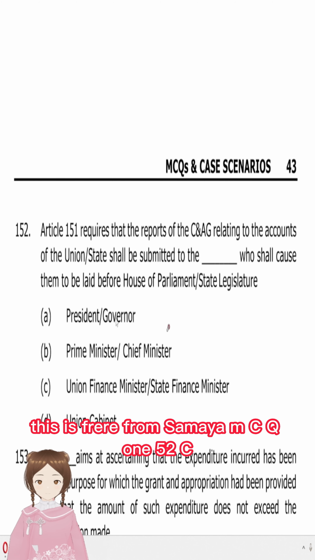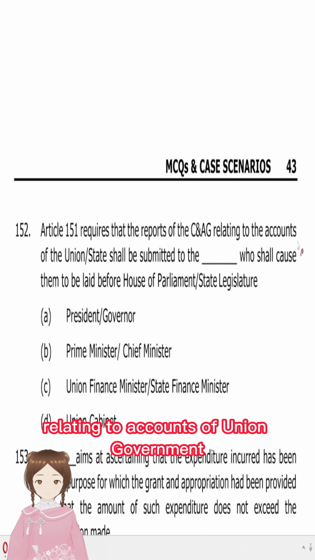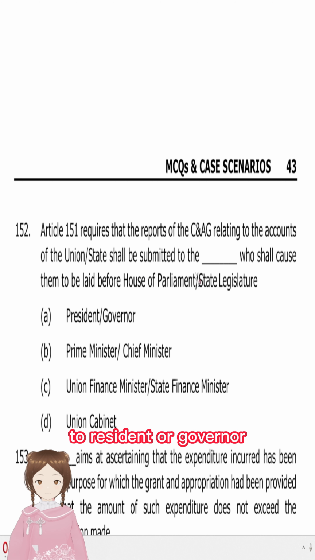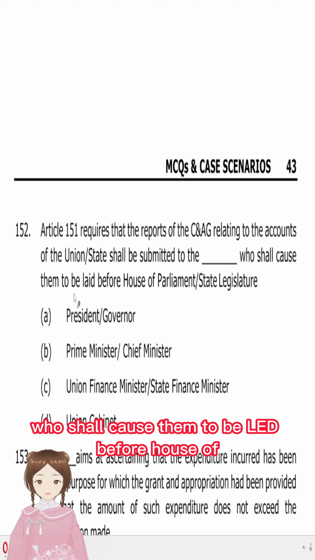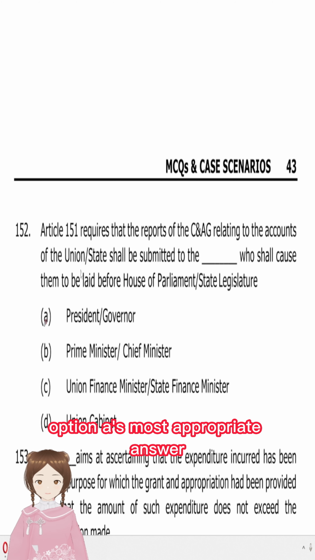Hey Samfam, this is Shreya from Samaya, MCQ 152, CA Inter. Article 151 requires that reports of C&AG relating to accounts of union government or state government shall be submitted to whom? It shall be submitted to the President or Governor, who shall cause them to be laid before the House of Parliament or state legislature. So President and Governor, option A is the most appropriate answer.